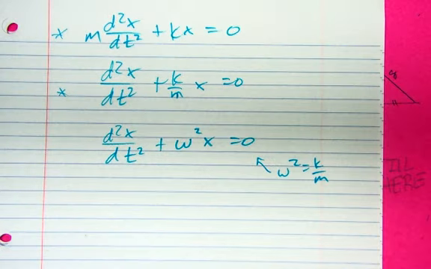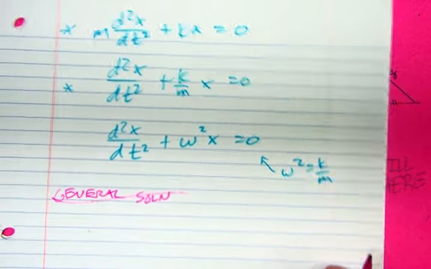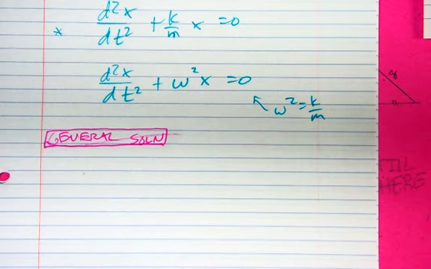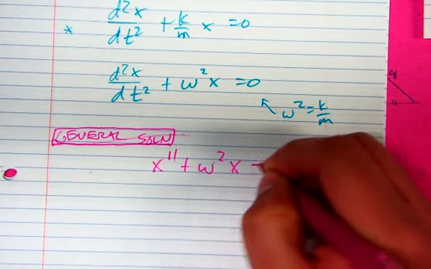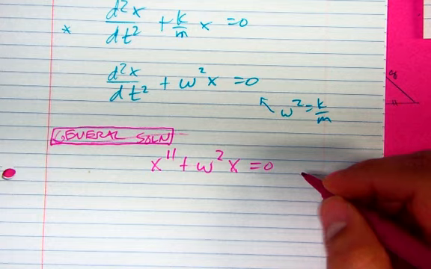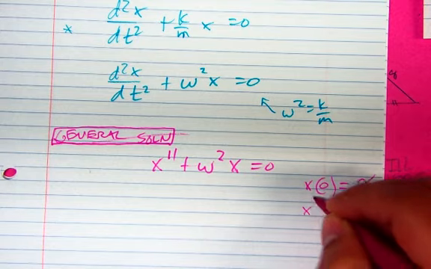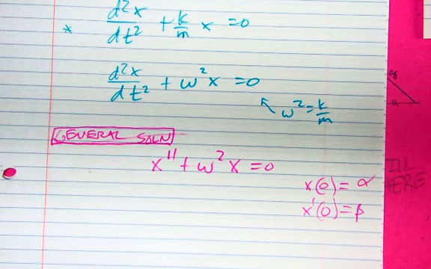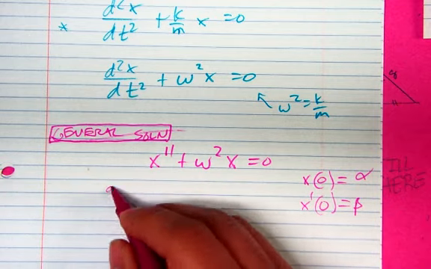Okay. So now the general solution. So if we do x double prime plus omega squared x equals 0, and let's say we have some initial conditions imposed, like x of 0 is some constant alpha, and x prime of 0 is some other constant beta. We can go ahead and use these to write the solution in terms of alpha and beta, but in general, if we leave the constants in, what's the auxiliary equation for this?